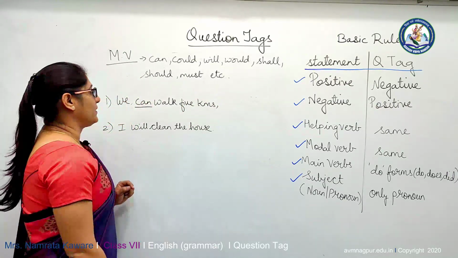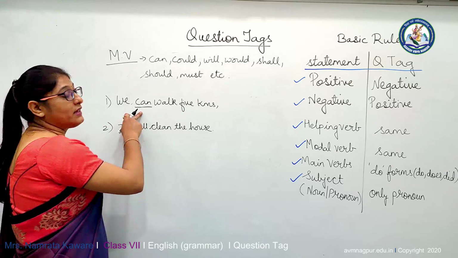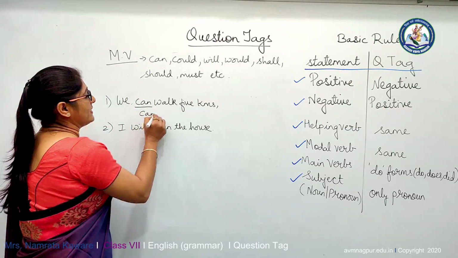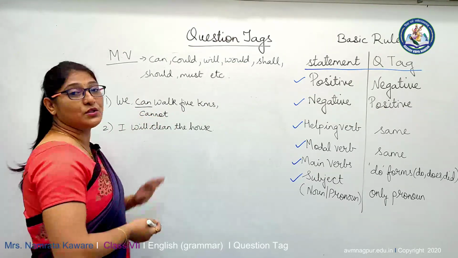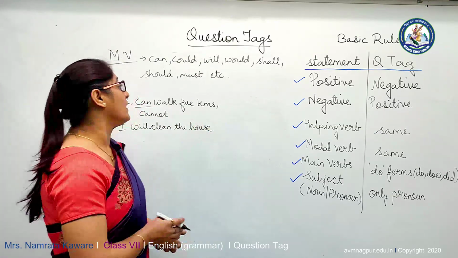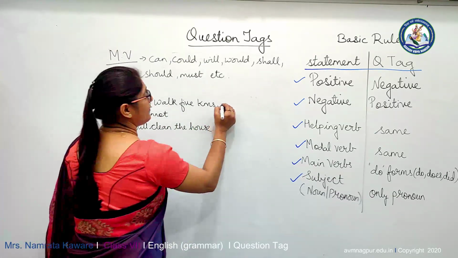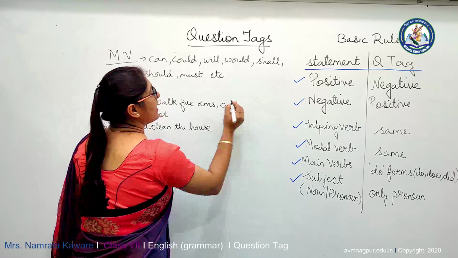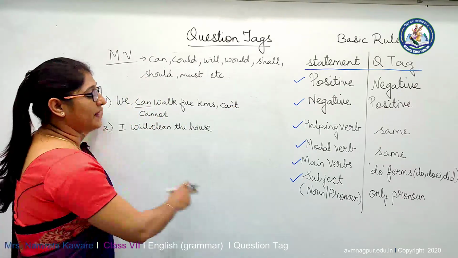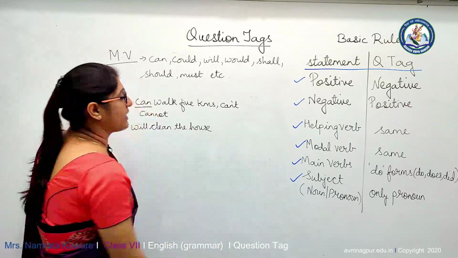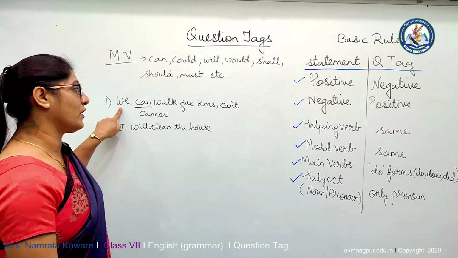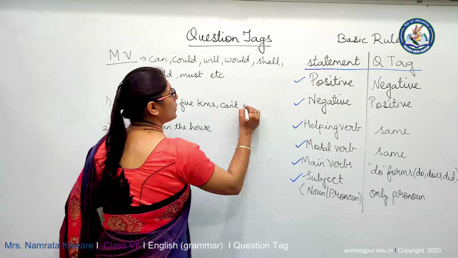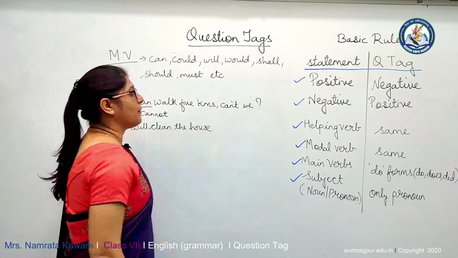Replace the full stop with a comma, and the negative form of can is cannot, but then we are supposed to write the contracted form of the verb if it is negative, so can't. And in the subject's place, whether there is a noun or pronoun, we are supposed to write the pronoun. We have already got a pronoun over here, can't we, and a question mark.